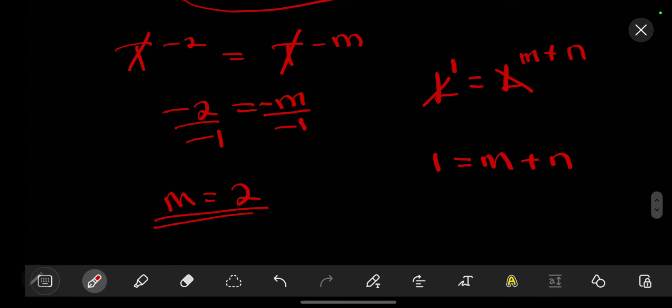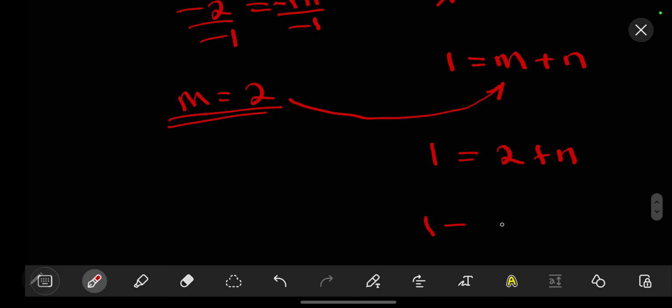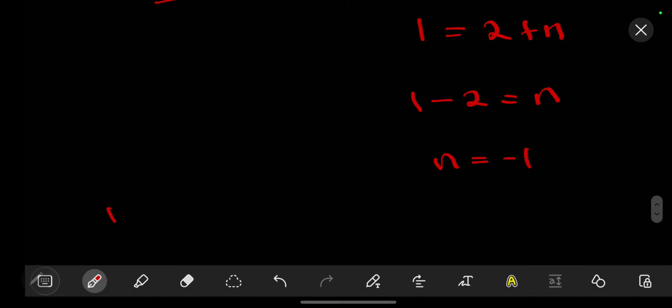Then we are just going to substitute. Where there is m, we put a 2. So we have 1 equal to 2 plus n. We are going to have 1 minus 2 equal to n. So our n value should be equal to -1. So we have m equal to 2 and n equal to -1.